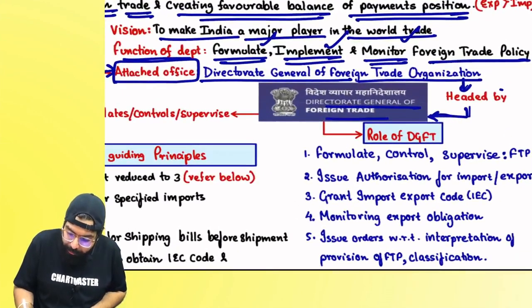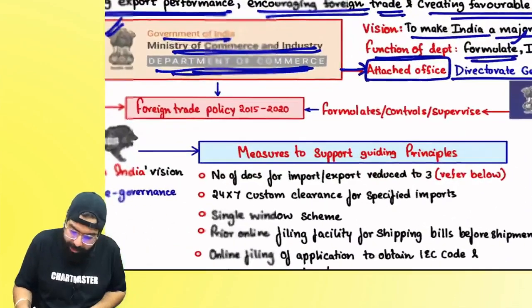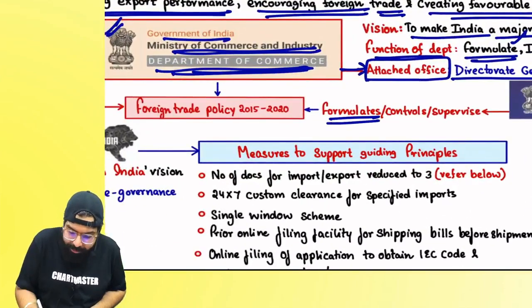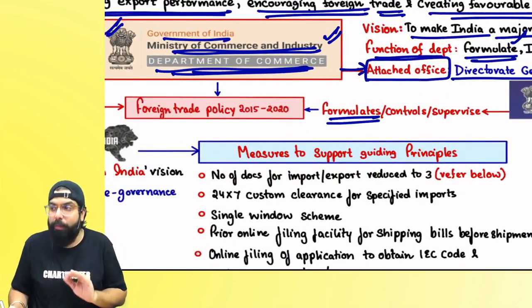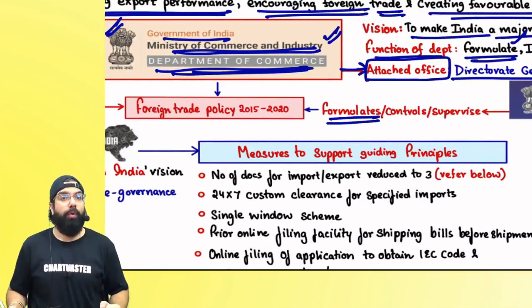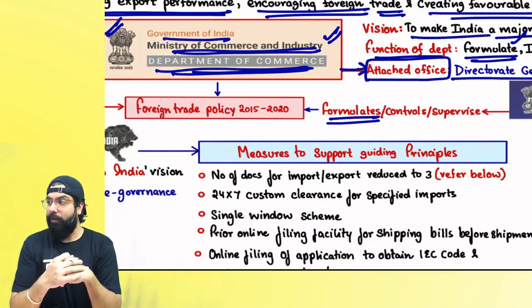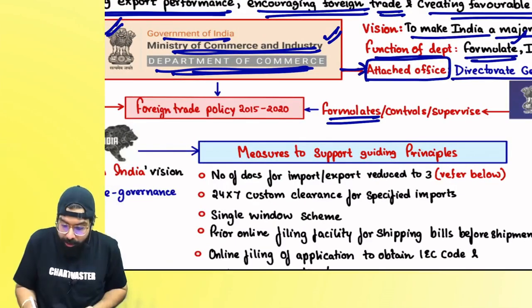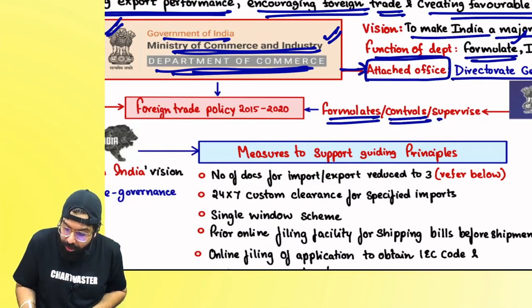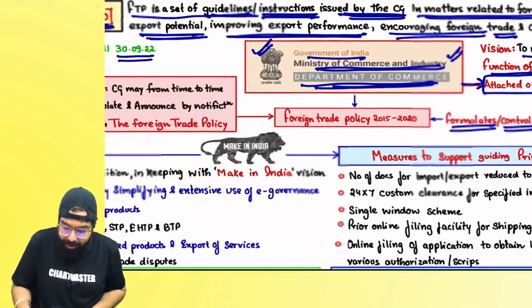Everyone, so it is headed by whom? The Director General of Foreign Trade, who will formulate in the Ministry of Commerce. He is heading the office, where he makes sure that he will formulate, control and supervise the foreign trade policy.